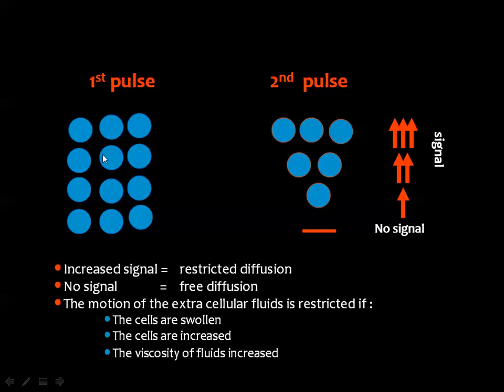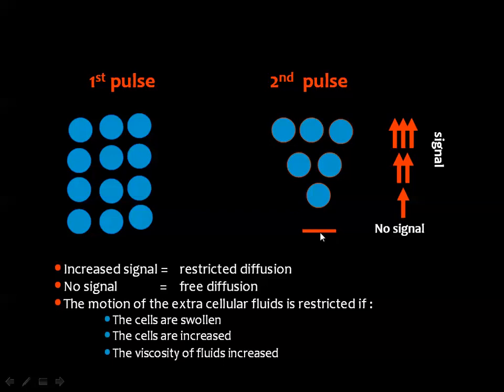Starting with 3, they are now 2, and this is minimal diffusion. Starting with 3, and they are 1. This is moderate diffusion. Starting with 3, and you detected none of the protons in the second pulse, and hence there is no signal, then you got free diffusion.